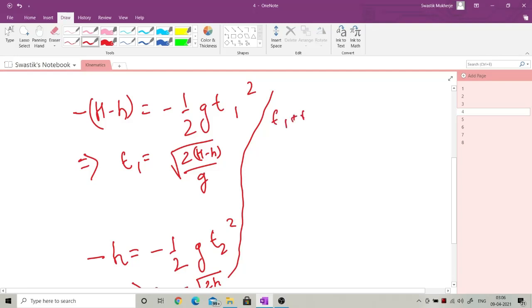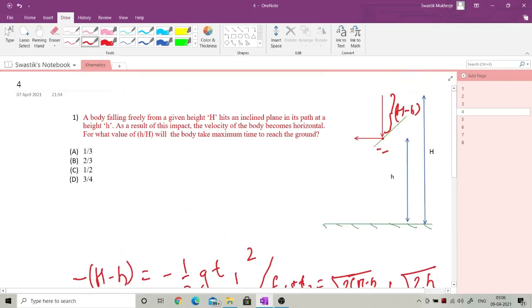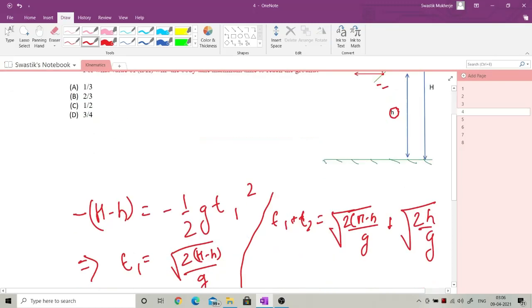So T1 plus T2 is equal to root over 2 into (H minus h) by g plus root over 2h by g. They're trying to maximize this, and what is our variable here? Capital H is constant. Small h is variable. That is the position of this inclined surface.